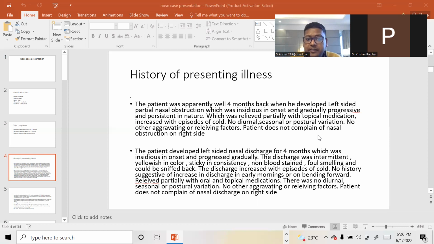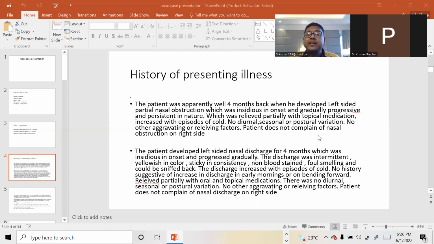So whenever nasal obstruction cases come, the onset is important for us: the onset, duration, and how the progression is. So if it is progressive, then we can think of a malignancy. If it is constant, then the most common cause is deviated nasal septum.